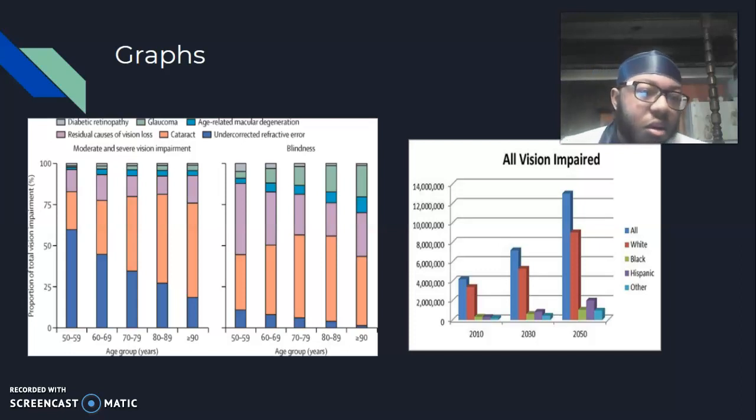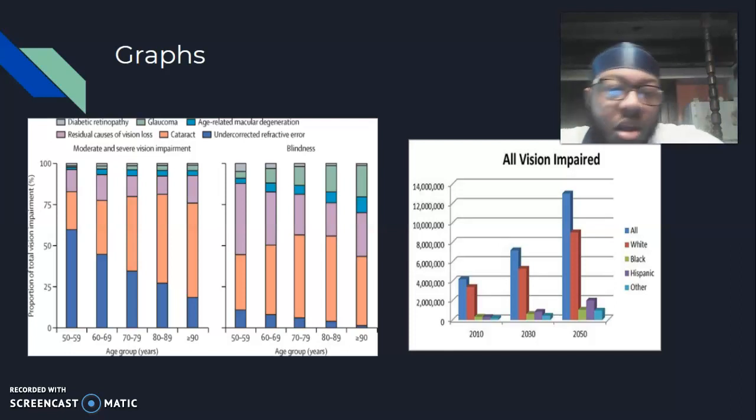It has over a 50% share in people in the ages of 50 to 59, and it slowly decreases as the ages go up. For blindness, cataracts has the highest percentage, and then it goes to residual causes of vision loss, and then probably glaucoma. The second graph shows how many people are going to be visually impaired as time passes.